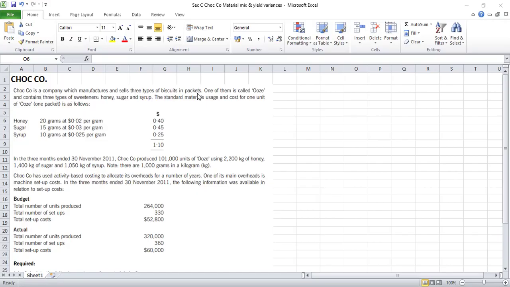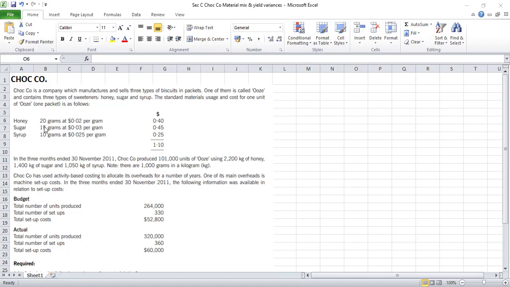One of them is called O's and contains three types of sweeteners: honey, sugar and syrup. The standard material usage and cost for 1 unit of O's is as follows. So it is the material mix and yield variance question because here we have more than one raw material. We are using three different materials.